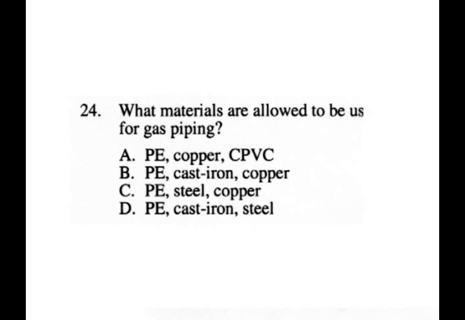Question number 24. What materials are allowed to be used for gas piping? The answer to this one is letter C, PE or polyethylene, steel, and copper. Now PE is polyethylene, as I said, but it is only allowed in exterior installations.